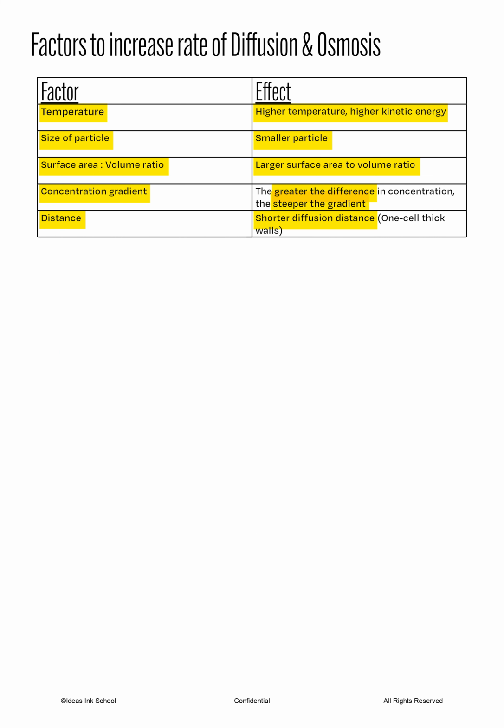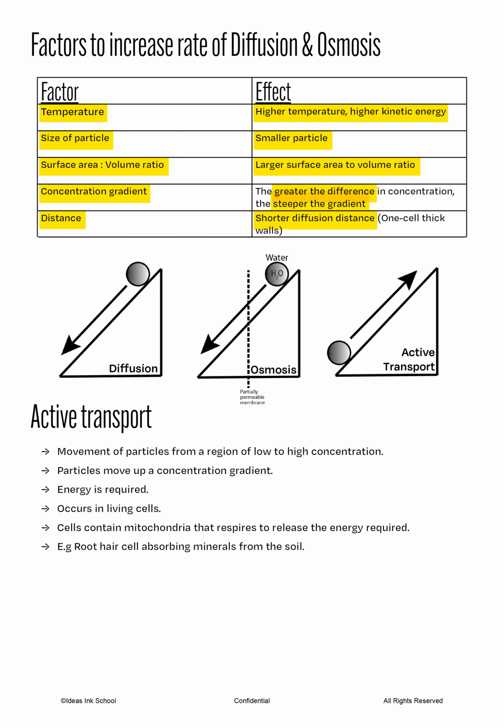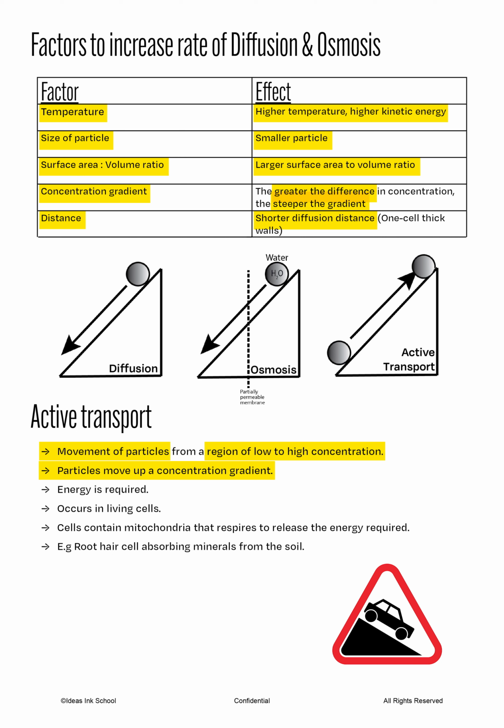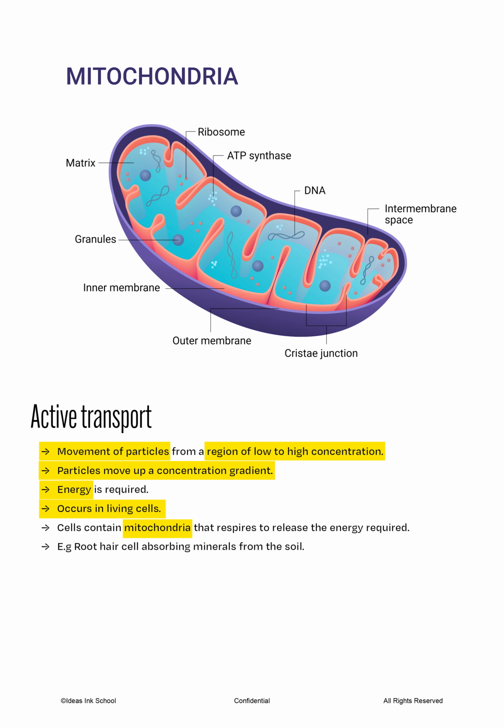Now we will discuss the third method of movement known as active transport. Active transport is the movement of substances from a region of lower to higher concentration. As a result, particles move up a concentration gradient, and this will require energy. Active transport only occurs in living cells as they contain mitochondria. Mitochondria is the organelle of the cell that respires to release the energy required for active transport.